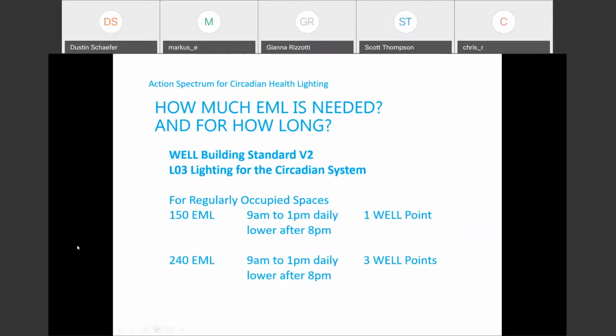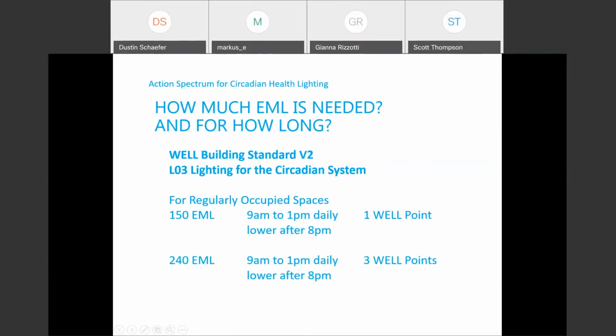According to the WELL Building Standard in their section 3 for lighting for circadian system, for regularly occupied spaces, to get one WELL point, there should be 150 EML, equivalent melanopic lux, between 9 a.m. and 1 p.m. daily. That's the important time to get melanopic lux. And that would get you 1 point, and it can be lowered or turned off after 8 p.m.